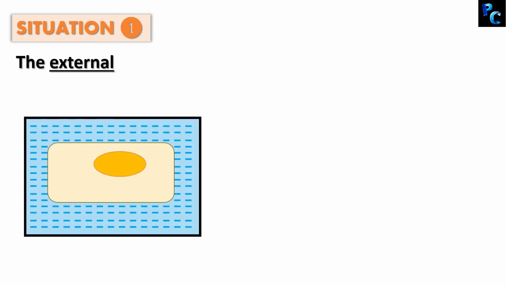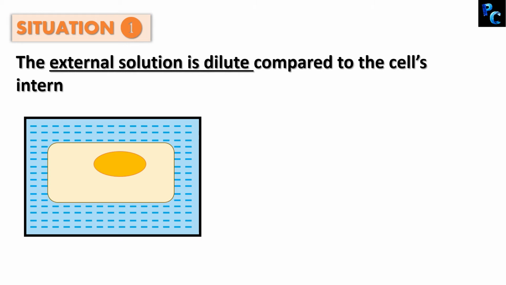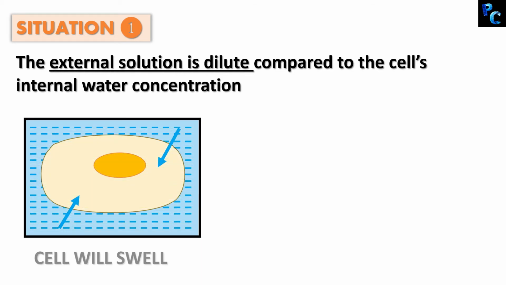In the first situation, let's consider the external solution is dilute compared to the cell's internal water concentration. That is, water is more outside compared to inside the cell. Now, as water is more outside, we all know that it will move from a region of its higher concentration to a region of its lower concentration. So, it will move inside the cell. Am I correct? So, as the cell will take in the water, it will swell.